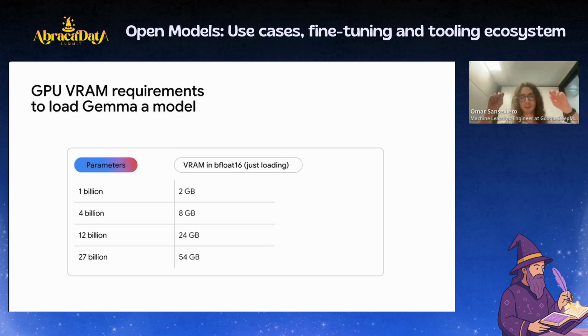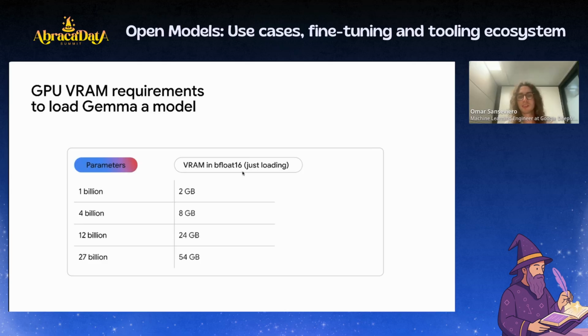So if you understand models, 27 billion means that you have 27 billion parameters, or numbers. Each of those numbers has some precision. That means how many bits you're using for every single one of those 27 billion parameters.